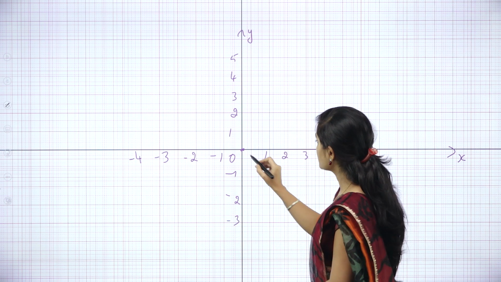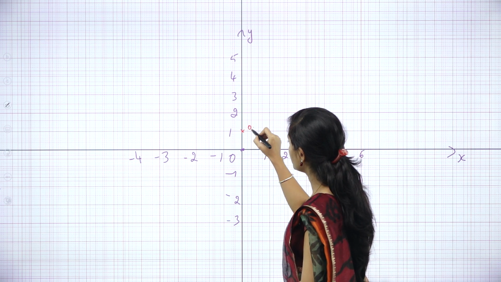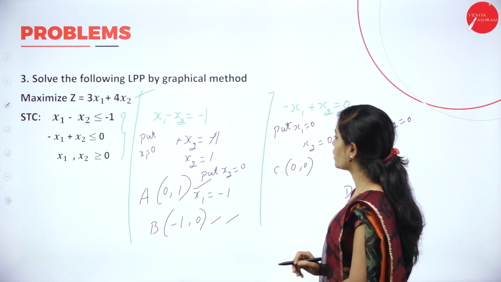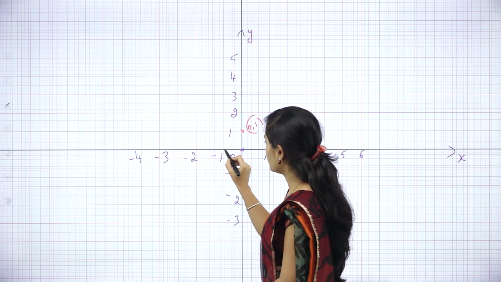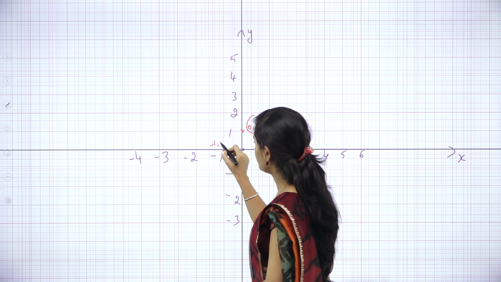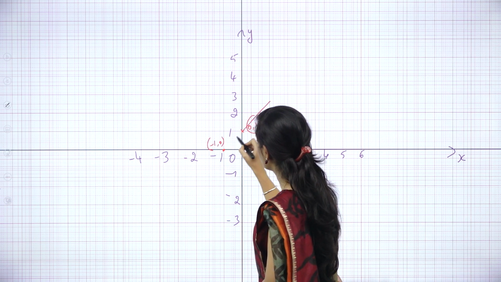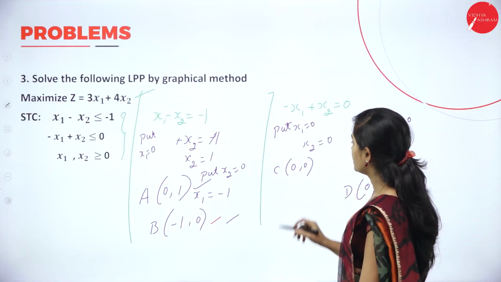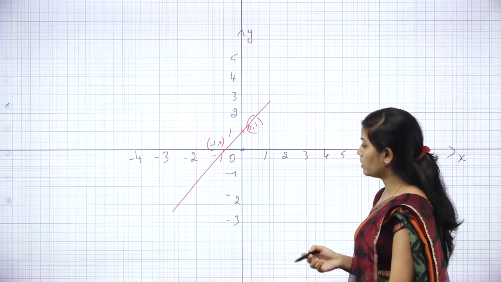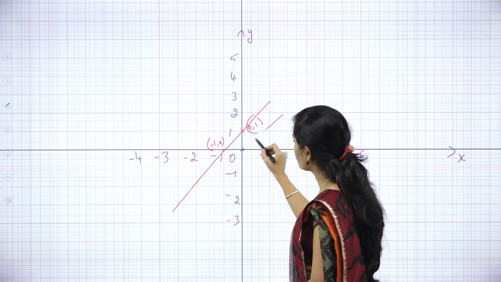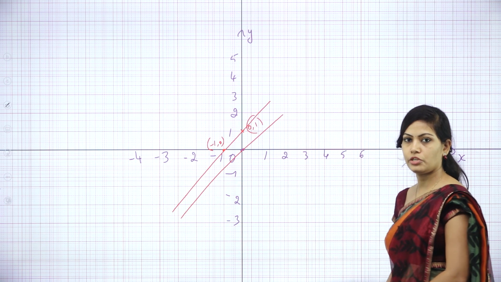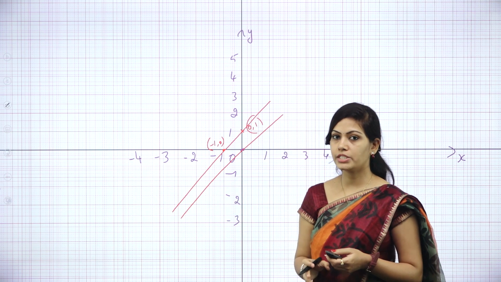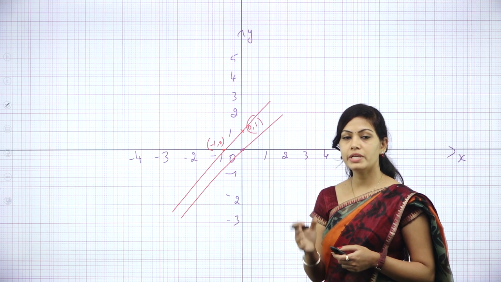The first point is 0, 1, and the second point is minus 1, 0. I will join 0, 1 and minus 1, 0. And the next point is 0, 0. I'll draw this. So here, do we have any common region or common point for getting the feasible region?